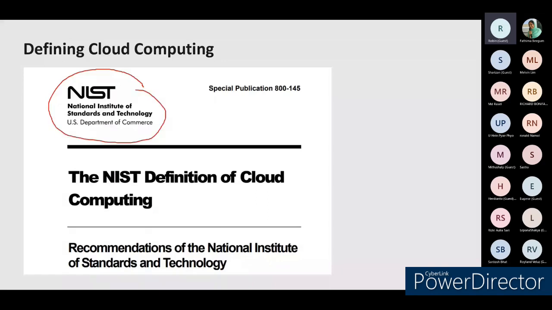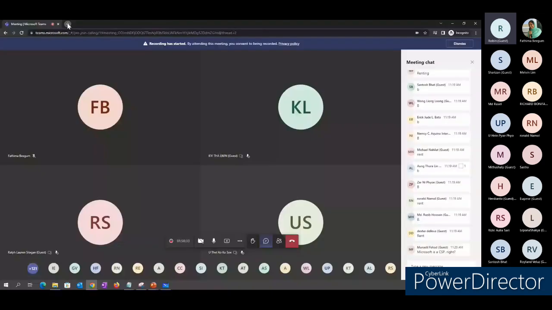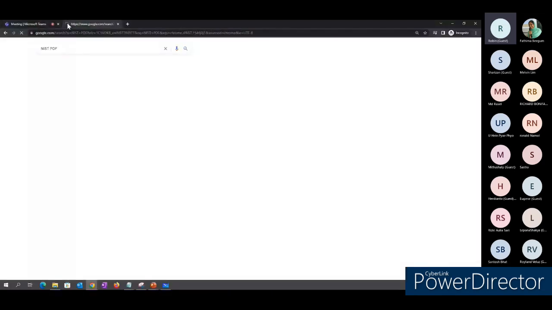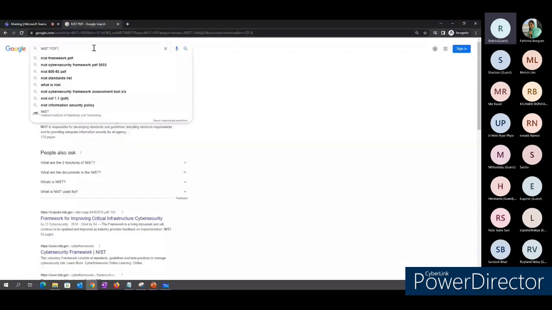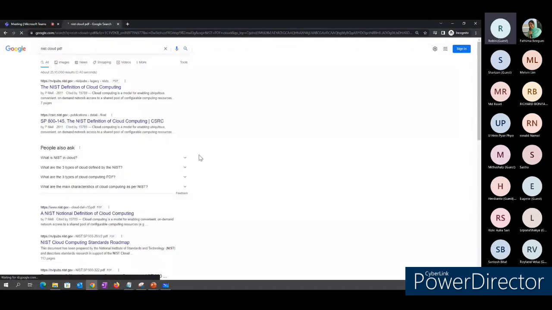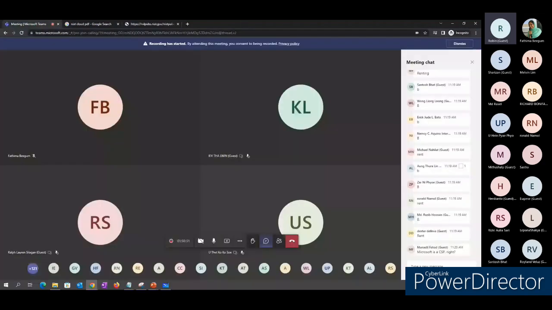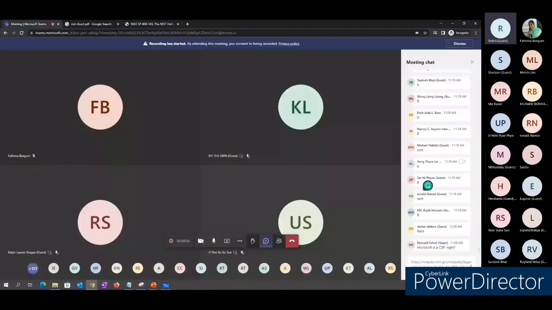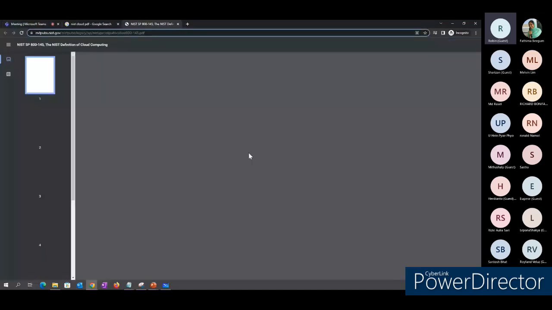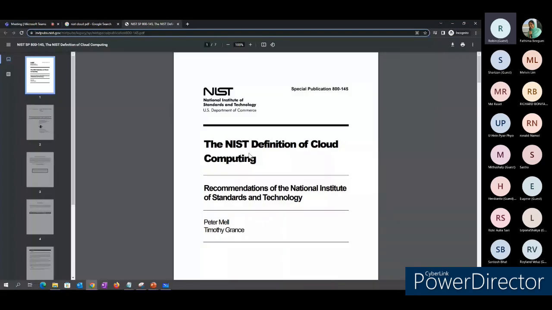If you go to the Microsoft internet portal and type NIST PDF, they have given a beautiful definition for cloud computing. You will be able to download this PDF for the definition. I'm pasting the link in the chat also, so you can download it. In the PDF document, they have very beautifully explained what cloud computing is.